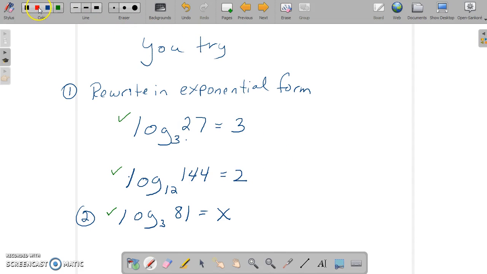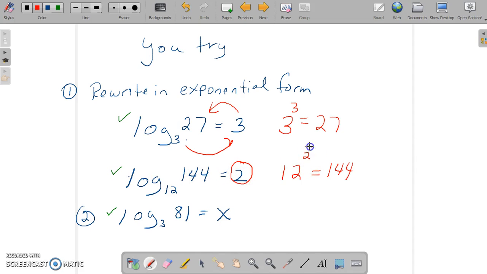Now let's see what happened here. Let's see how you did. We change this to exponential form. We have 3 to the third power equals 27. We know that's true. 3 cubed is 27. Here we've got 12 to the second power equals 144. Remember, a logarithm is an exponent.